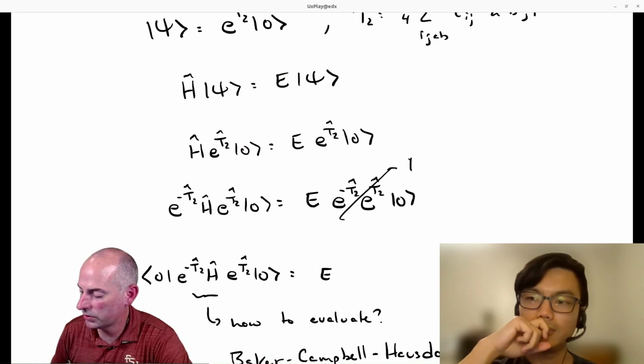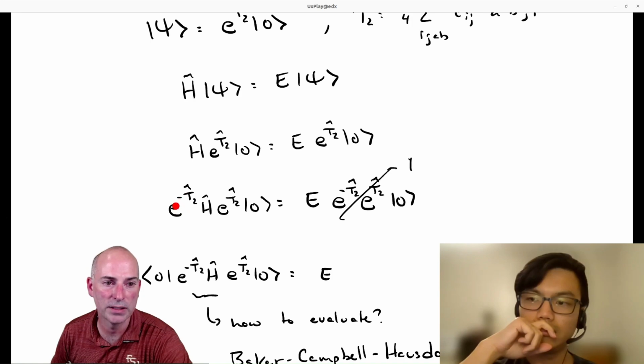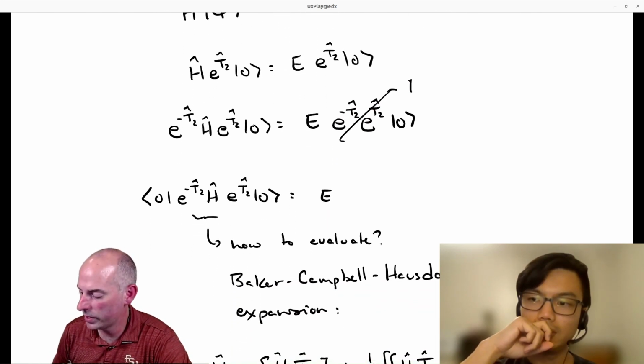And then in coupled cluster theory, the way you solve this is in a projective way where you left multiply everything by e to the minus T. And then that makes these guys go away. E to the minus something times e to the something is just 1. And you're left with this pretty weird looking expression for the energy, e^(-T) H e^(T).